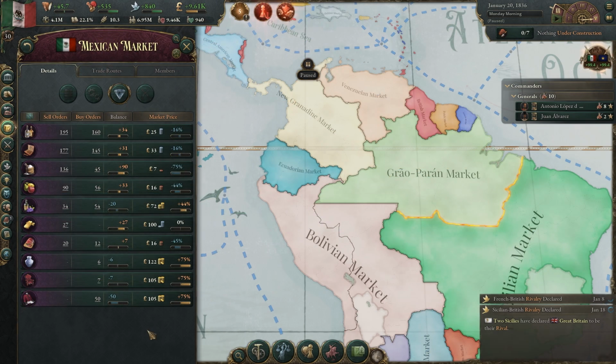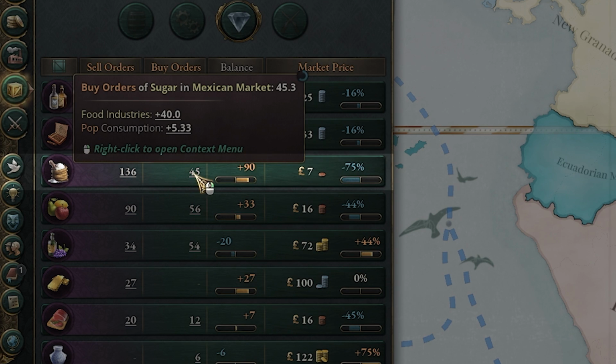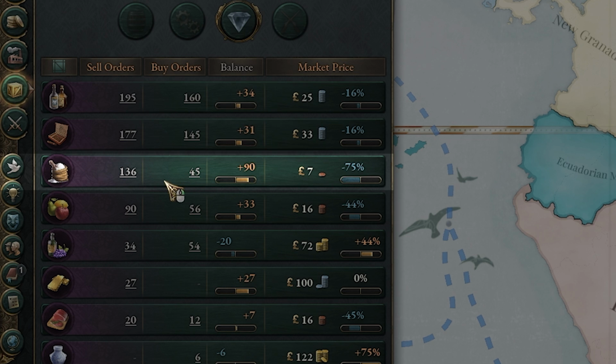There may be some cases where you want to drive the price up. This means we have way too many sell orders, so we have a lot of supply, but not a lot of buy orders, not a lot of demand. You can see this here in sugar. We have a lot of extra sugar, about 90, and the price is at minus 75%.